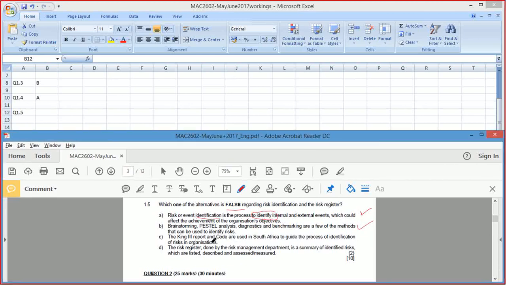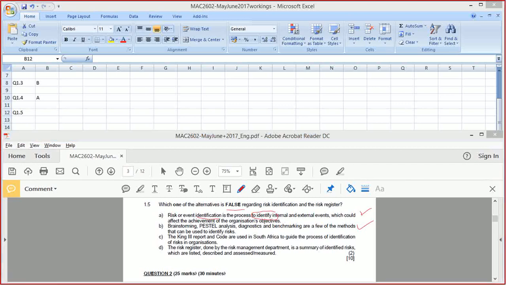Right, then you've got King 3 report and code are used in South Africa to guide the process of identification of risks in organizations. That's looking at more corporate governance. It does deal with risk, yes, but it's not only that. So I don't quite like it because they could have described that in more detail. Let's just check number D. Risk register done by the risk management department is a summary of identified risks which are listed, described, and assessed and measured. Okay, that sounds good.